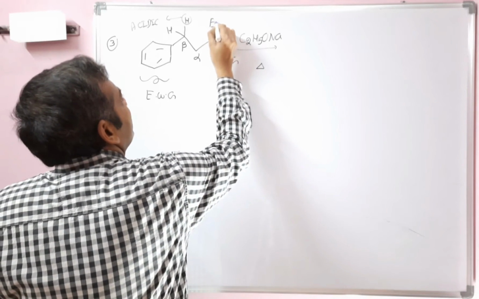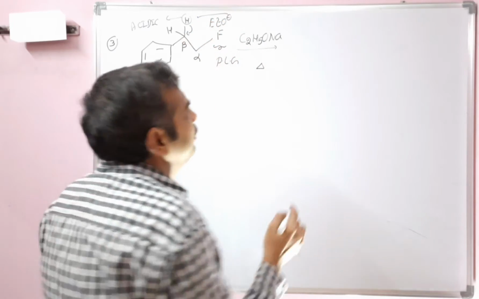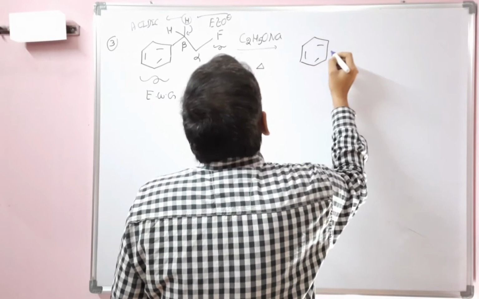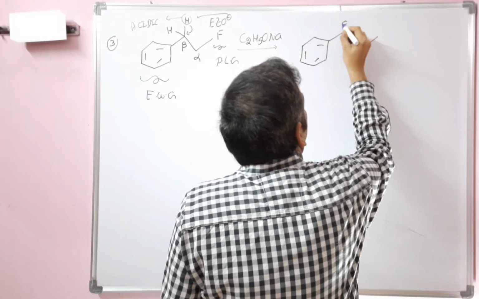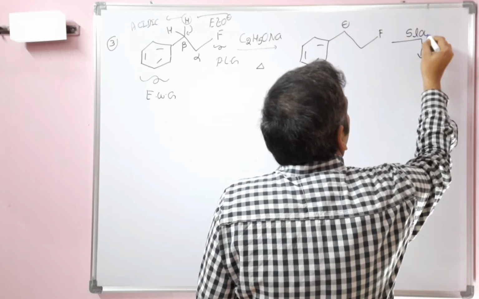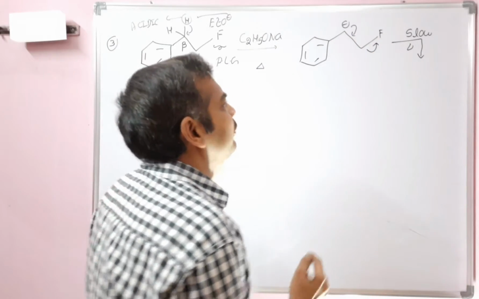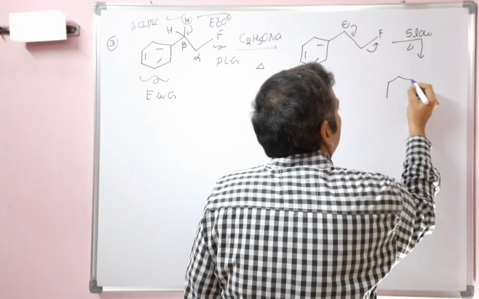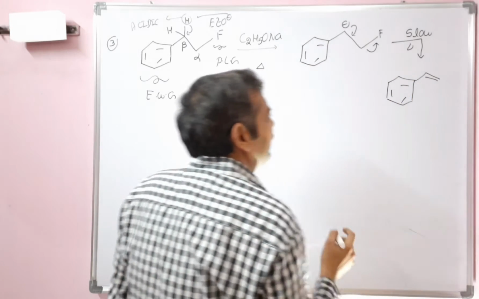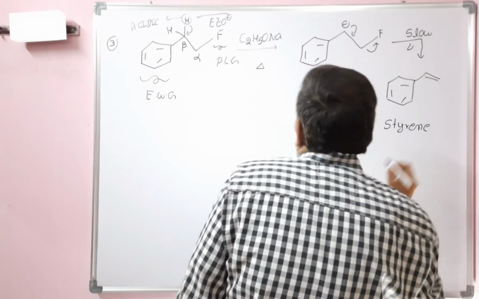Ethoxide, EtO minus, abstracts a proton at the beta carbon to give a carbanion. This is the carbanion that is obtained. The second step, at high temperature, is the slow step. Expulsion of the leaving group will take place to give styrene as the product. The product obtained in this reaction is vinyl benzene, which is known as styrene.